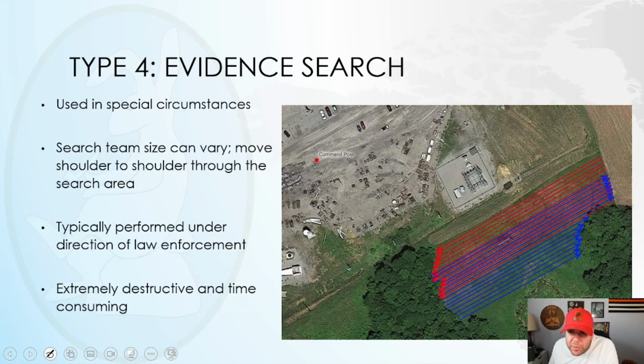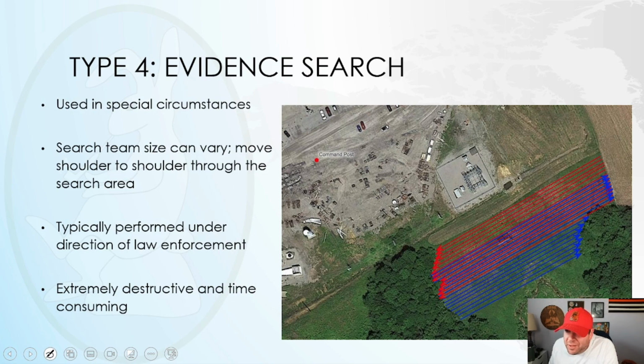But if we have a large number of emergent volunteers, this may be something that we do just to make them feel like they're involved, in a controlled way where they can't get hurt. Or we're winding down on a search and we haven't turned anything up, and this is kind of a last ditch effort. Let's try to find something. The size of the team can vary, but the idea is your searchers are moving shoulder to shoulder, very, very slow, extremely methodical.